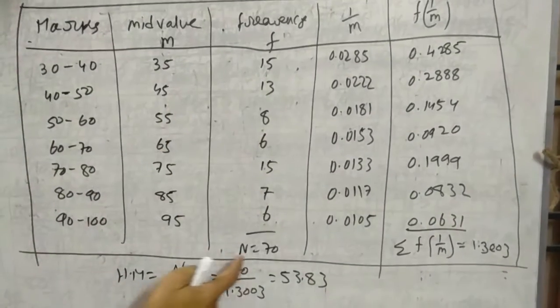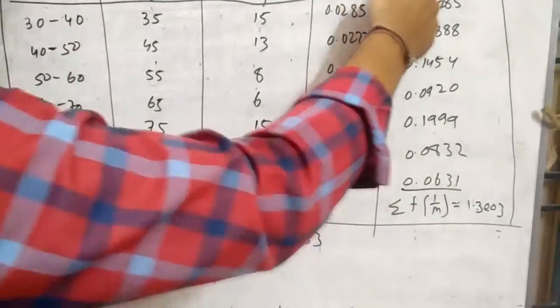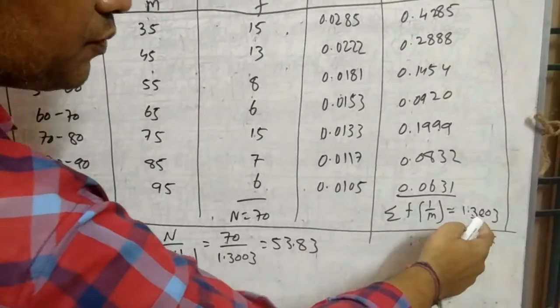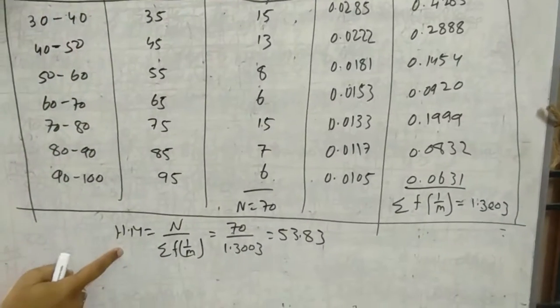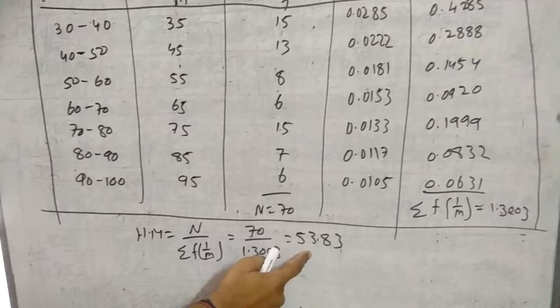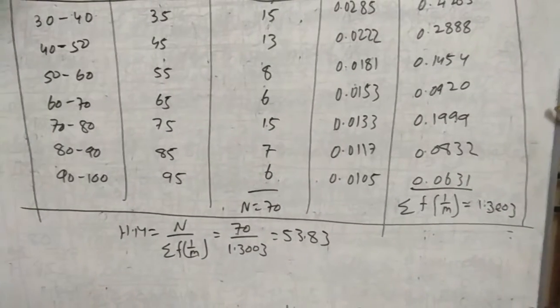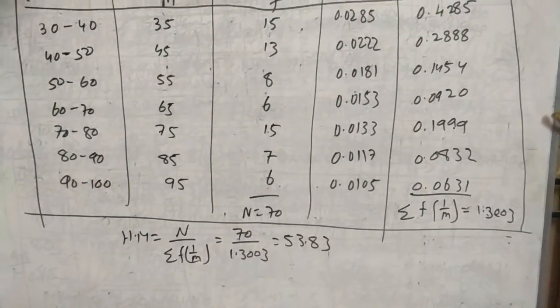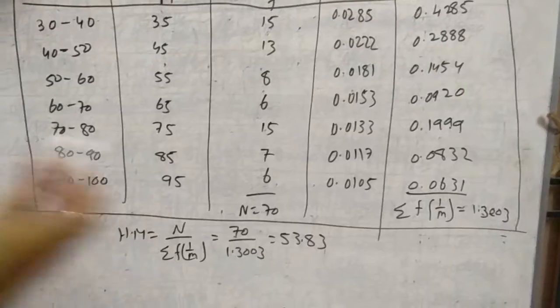So total frequency we got as n equal to 70, and the summation of f into 1 by m is 1.3003. Harmonic mean is equal to n by summation of f into 1 by m. The value we got is 53.83. Next concept is mean deviation.